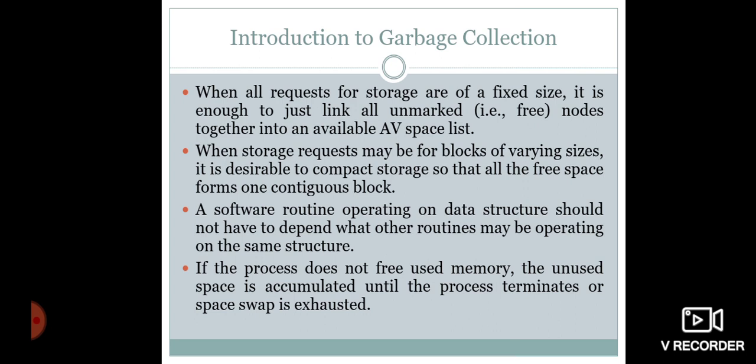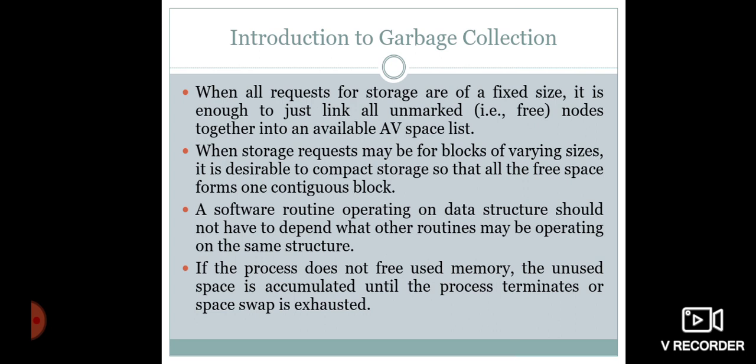In the available space list, each time a program requests a memory node, it will send the node to the required program. This is the intro that is needed for garbage collection. When all the requests for storage are of fixed size, it is enough just to link all the unmarked nodes. The first phase of garbage collection is the marking phase.